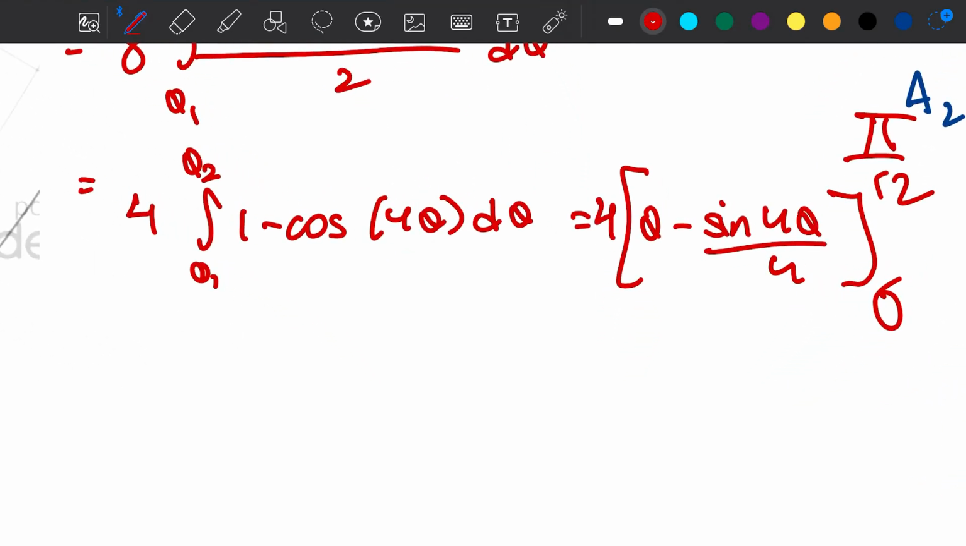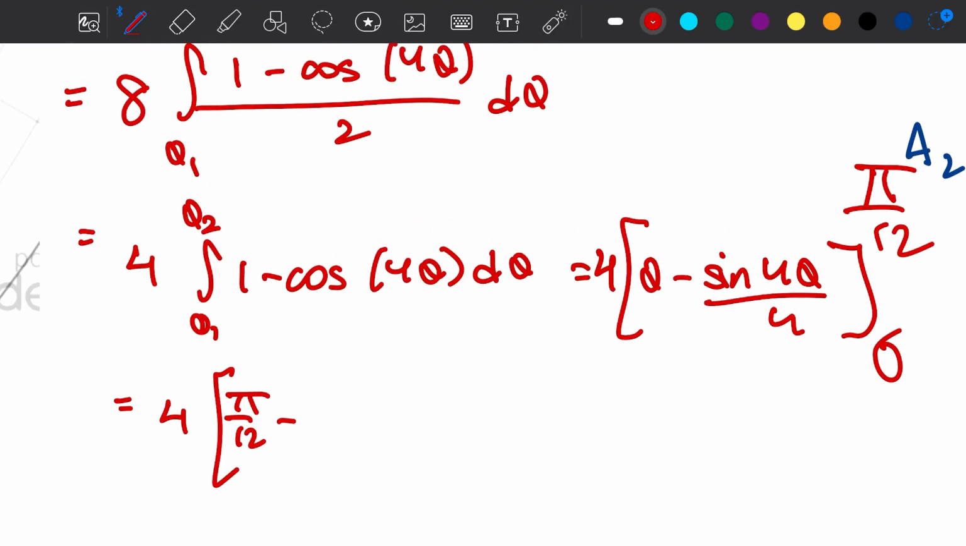Now let's plug this in. It's going to be 4 pi over 12 minus, now sine of 4 times pi over 12 is going to be sine of pi over 3. Now what's sine pi over 3? That is root 3 over 2. Now you're dividing that by 4, so that's going to be root 3 over 8, right?